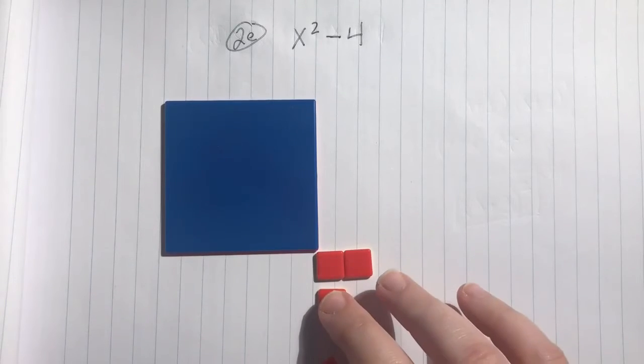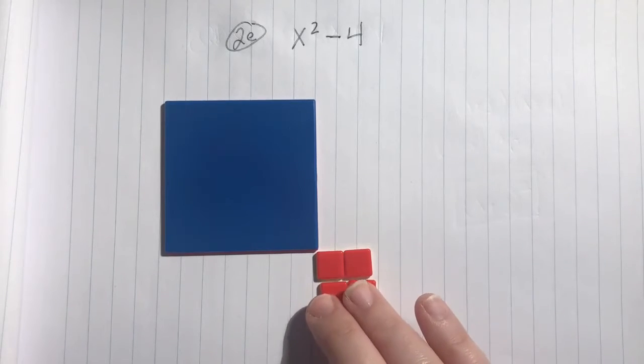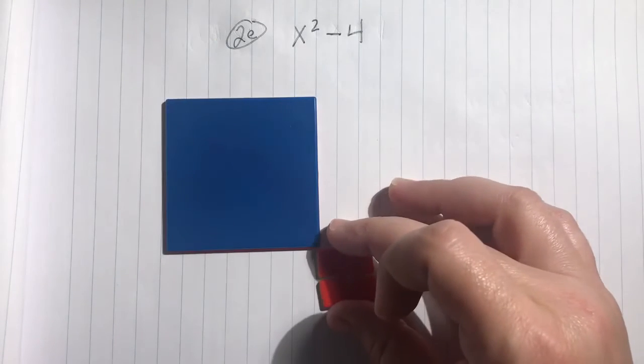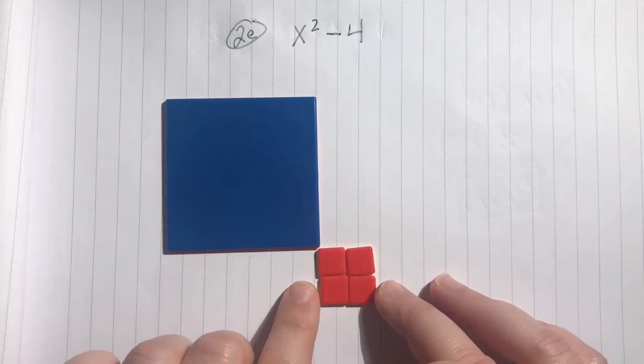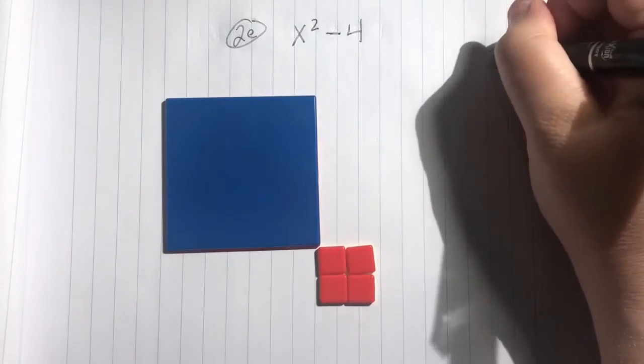So I'm just gonna make a square out of them just to make it simple. I know you can put them in a row, but it'll be easier if you make a square out of them. So this is what I have right now. Now, obviously, I can't make a rectangle right now. What I need to do is I need to bring in 0 pairs.